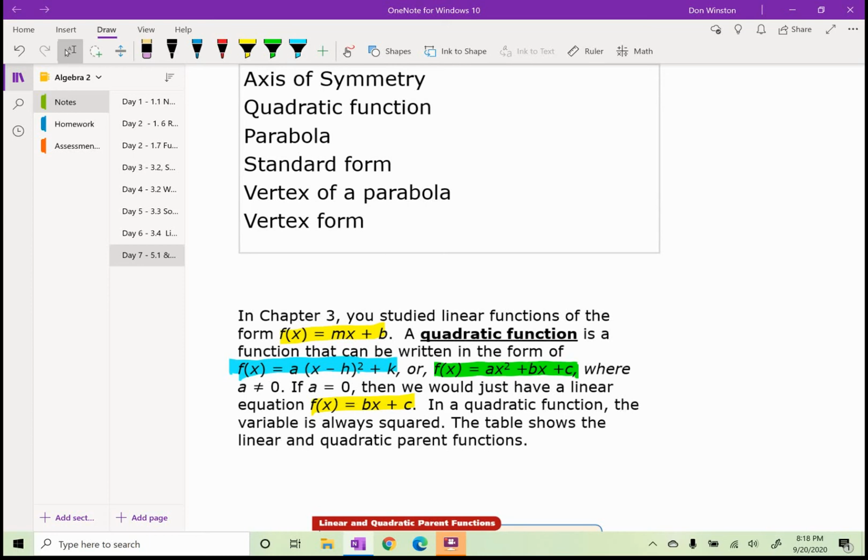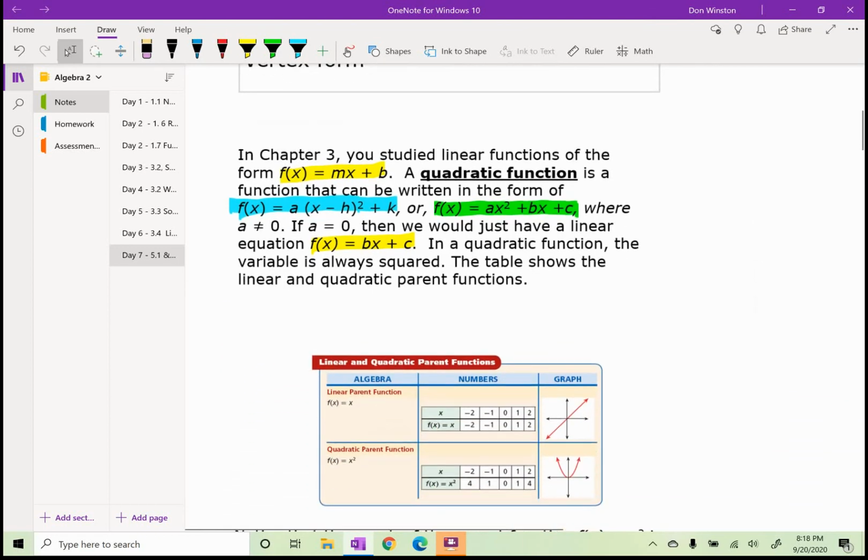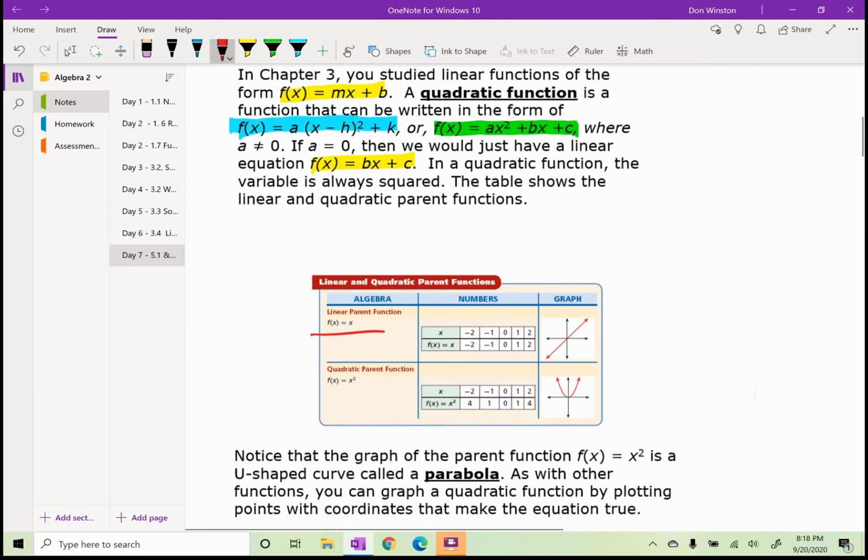In a quadratic function, the variable is always squared. The table shows the linear and quadratic parent functions. Parent function meaning the simplest function you can have for that particular function. So the parent function for the linear is f of x equals x, or y equals x. When x is negative 2, y is negative 2. When x is negative 1, y is negative 1, and so on and so forth as you see in the table.